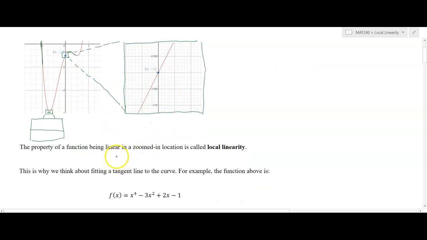The property of a function being linear in a zoomed in location is called local linearity. Now what we really mean by local depends on the function itself. If you have functions that exhibit a lot of erratic behavior, then local linearity may require you to zoom in on an infinitesimally small portion to be able to see the linear segment of that function. So local is a sort of double quoted word, which can vary from function to function, but if you have neater functions, like one that looks like this, you can see that there's a bigger neighborhood in which the function appears to be linear.